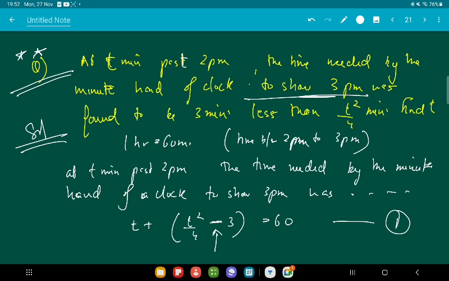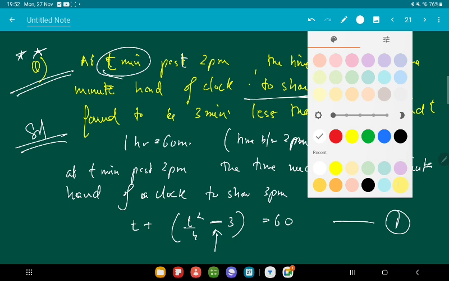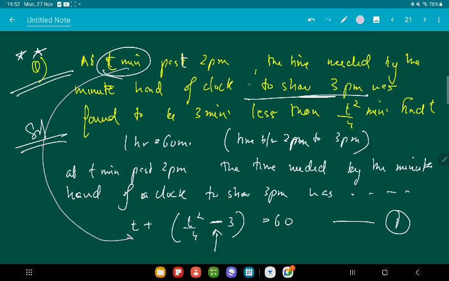So what we will write: the initial time, at any time t minutes has passed. I will add this t minutes with the difference given to us, which is 3 minutes here, and it is equal to 0 to 60. That is how you will get your answer. So these were quite important questions as per my knowledge, which can help you in your board exams.